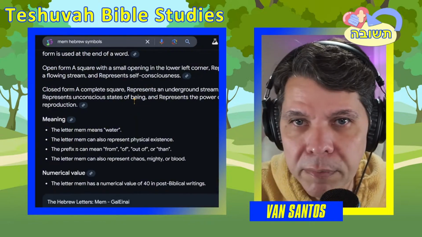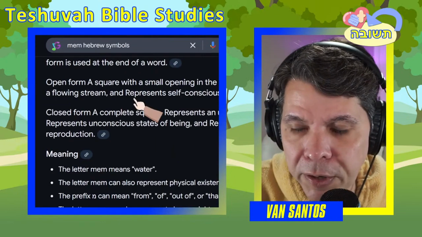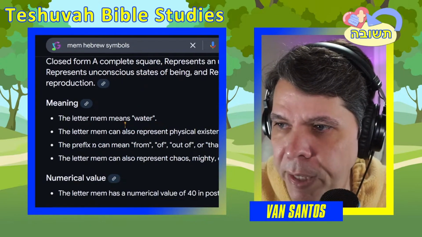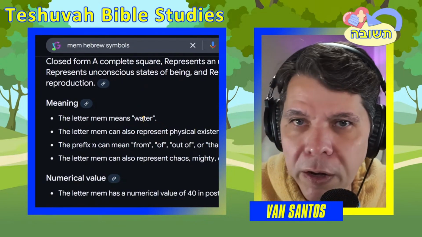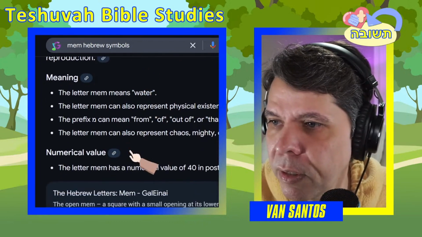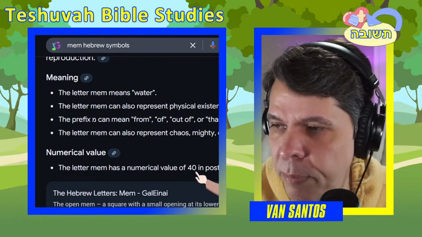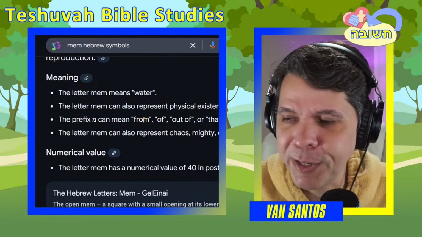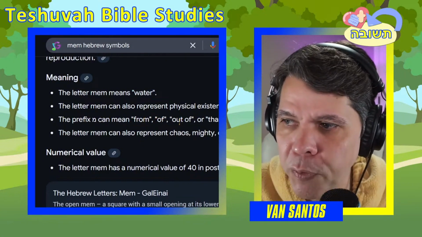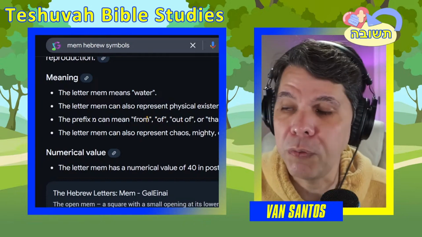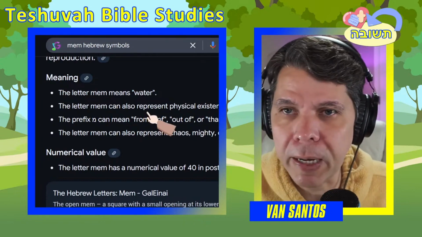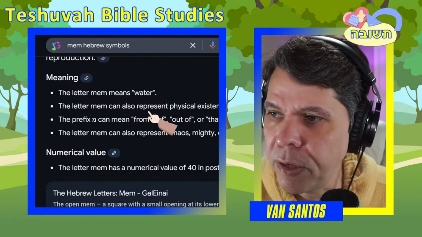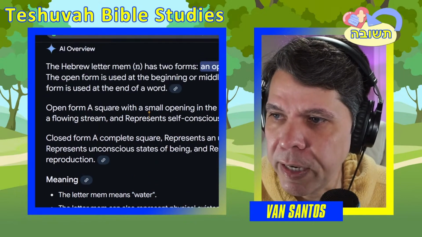Yeah, okay. I don't know if that's better. Okay, there you go. So yeah, it means water. It should be waters, plural. Again, I told you it has the number 40, and it also is a prefix, right? So it means from or of or out of when you put it in front of a word. It's a prefix, so it has a lot of connections.